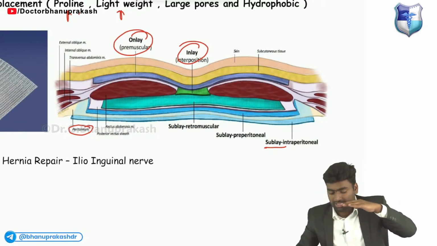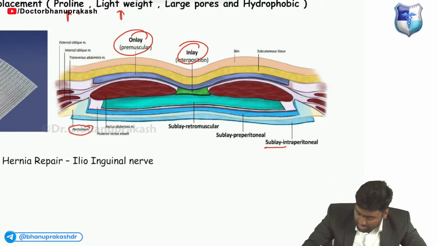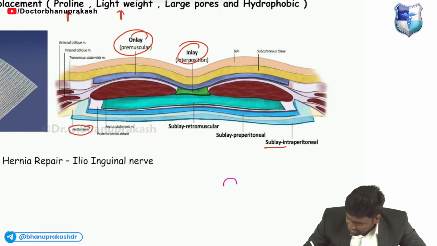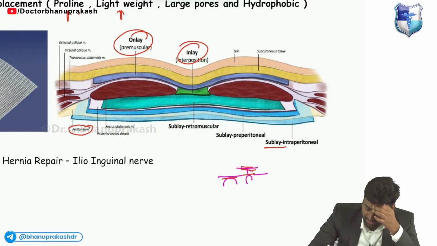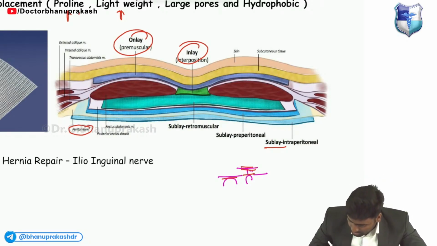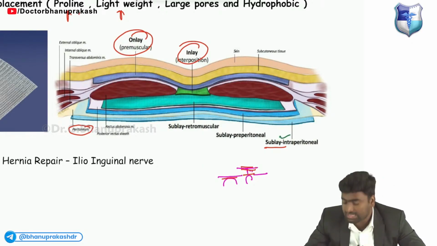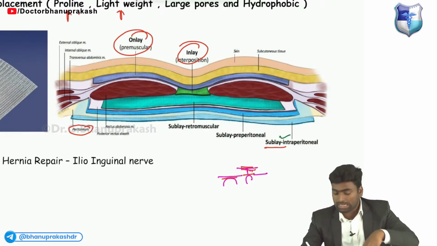So see, if any hernia needs to come out, it needs to pass the below one, then the in-between one, then the above one. So wherever you can keep the mesh, you will prevent the hernia from coming out. That is the main funda. So if you keep it below, inside the peritoneum, it is known as sublay intraperitoneal.